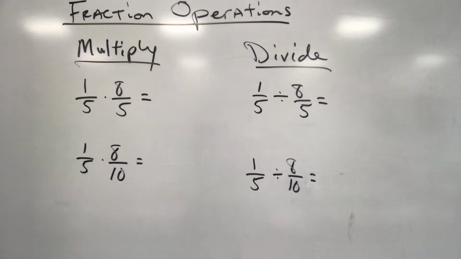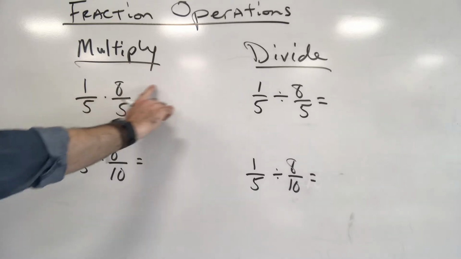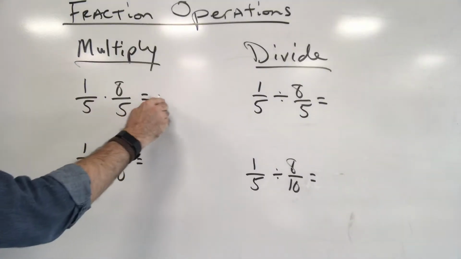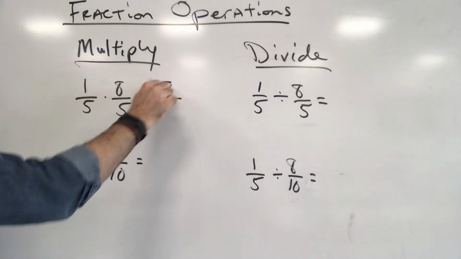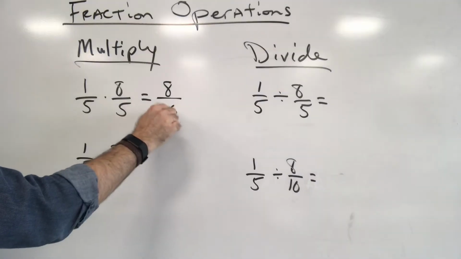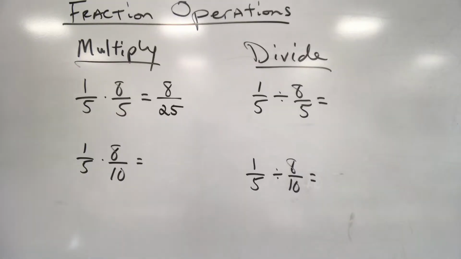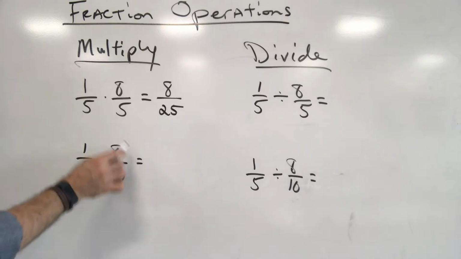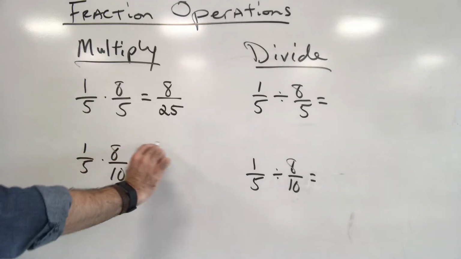So when we multiply fractions, we can just multiply the numerators straight across, the denominators straight across. 1 times 8 gives me 8. 5 times 5 gives me 25. Pretty straightforward, right?